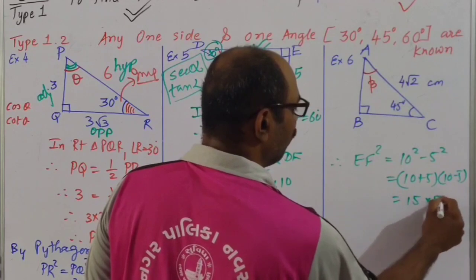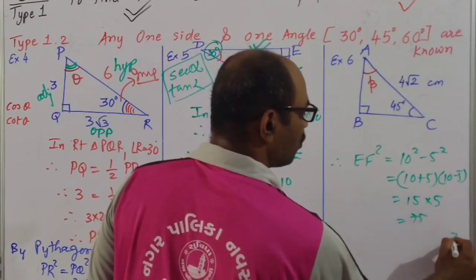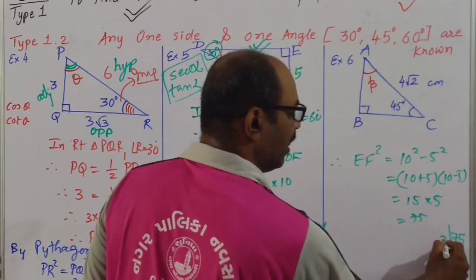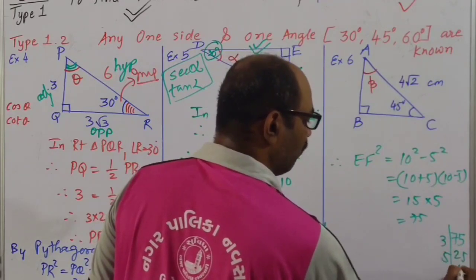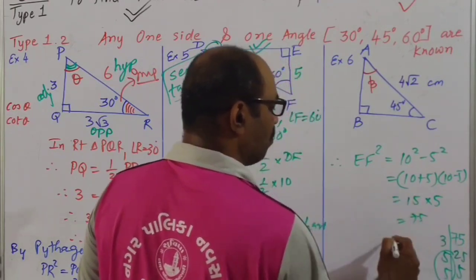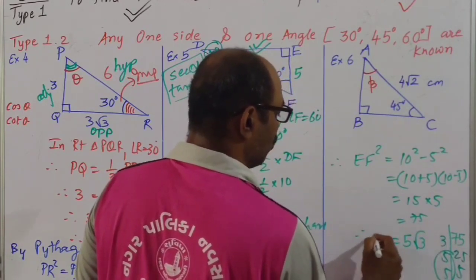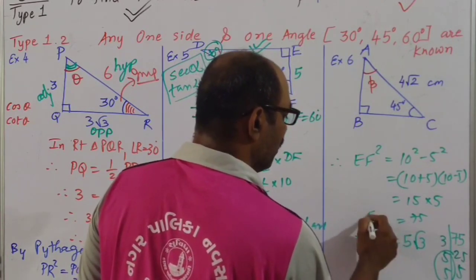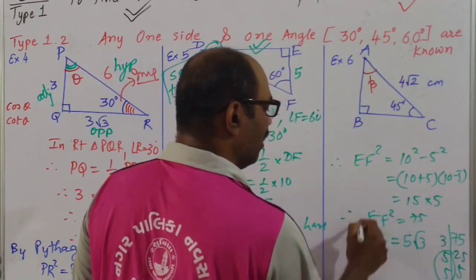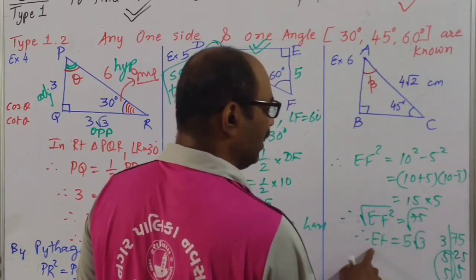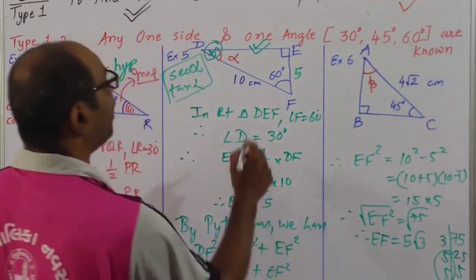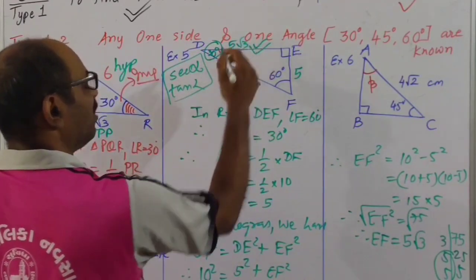That is 10 plus 5 into 10 minus 5, that is 15 into 5. That is 75. If you take the prime factors of 75, 3 threes are, 5 fives are, 5 ones are. So you have got a pair of 5s. So 5 is a pair, and 3 is alone, it will remain in the root. So EF square is 75. Taking square root on both sides, EF is equal to 5 root 3. So this is 5 root 3.